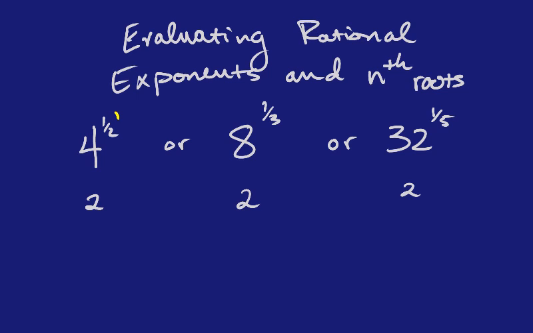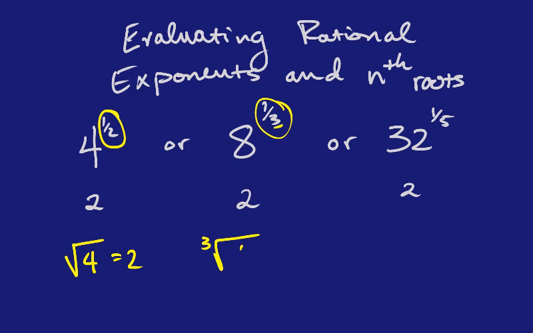Well, when you have the 1/2 power, that's the same thing as a square root. So the square root of 4 is 2. And then if you have the 1/3 power, then this bottom number, the denominator, is 3. That changes what we call the index. So you'd have the cube root of 8, and I'll talk about how that equals 2. And then if you look at this fraction, the bottom number is 5. The denominator is 5. So that would be the 5th root of 32. And that also is 2.